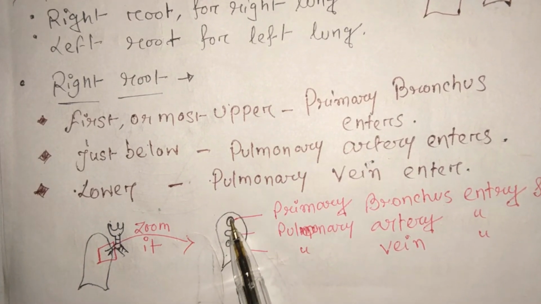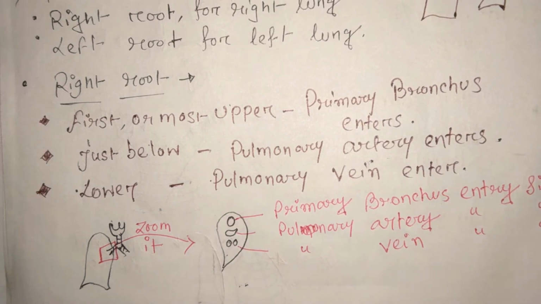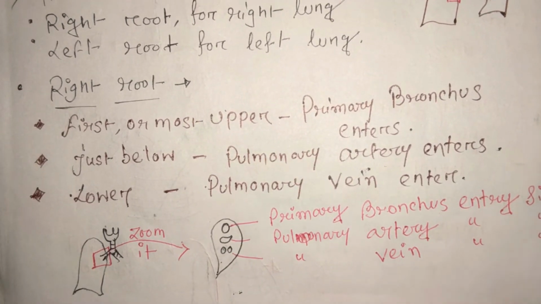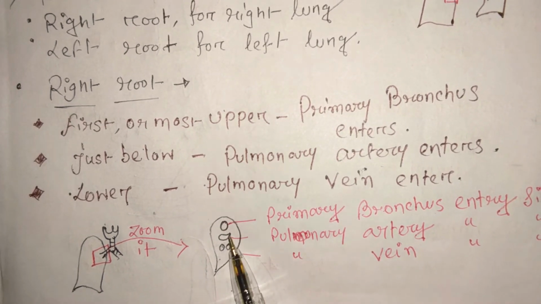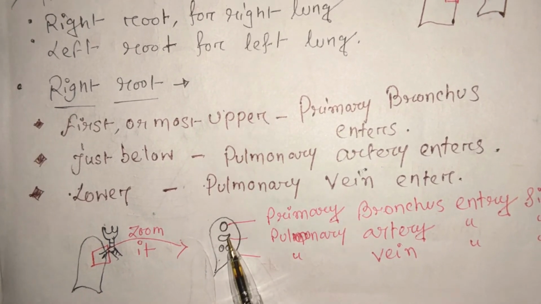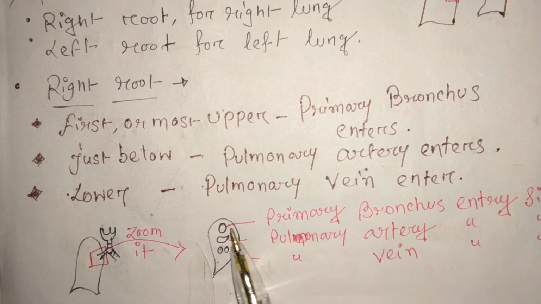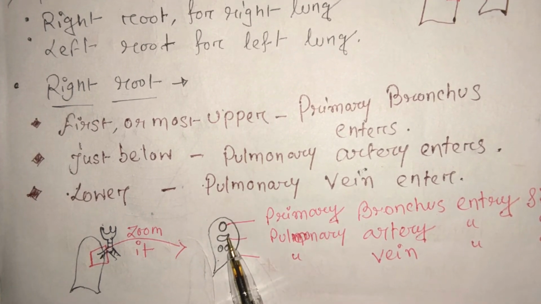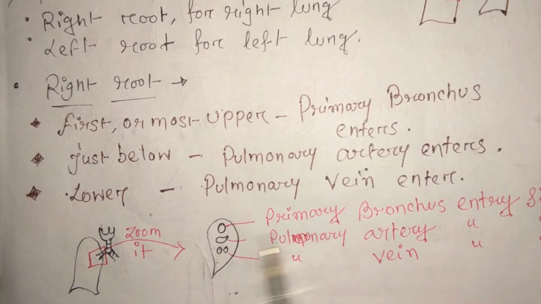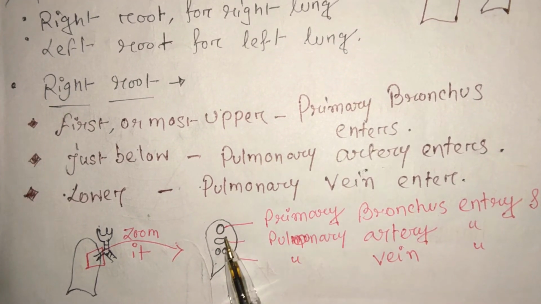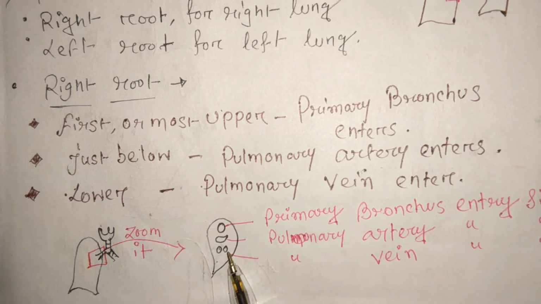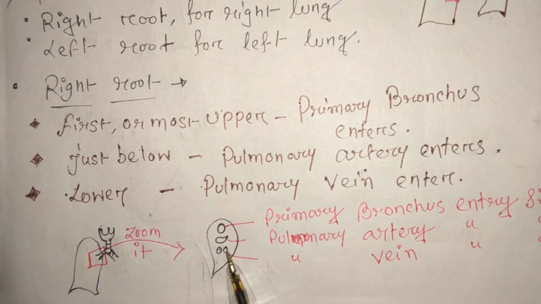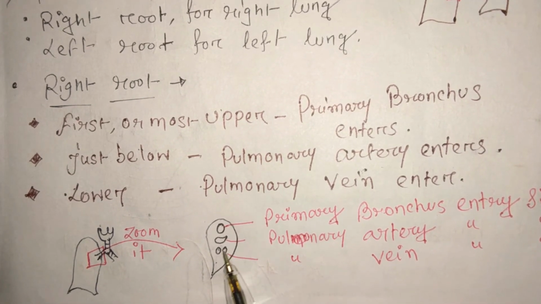This hole is the passage for the primary bronchus, the entry route. Just below the primary bronchus, the pulmonary artery enters, I'm really sorry, the pulmonary artery enters, and just below the pulmonary artery, the pulmonary vein enters. This route is for the pulmonary vein.